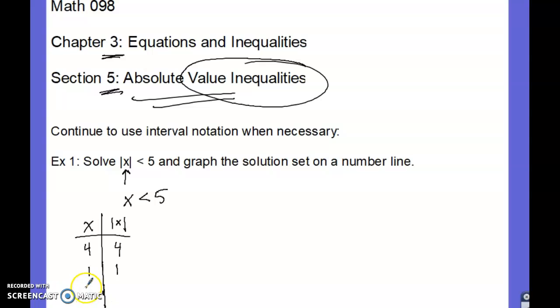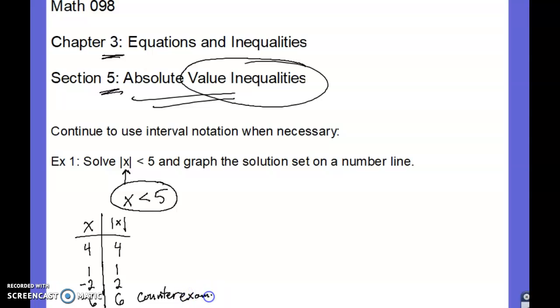But what about when you get to negative values like negative 2? Negative 2 works because the absolute value of negative 2 is 2, which is less than 5. But what about when you get to negative 6? Negative 6 is less than 5, right? So negative 6 satisfies this statement, but the absolute value of negative 6 is positive 6, so it doesn't satisfy this top equation. So this is a counterexample. So we need a better answer.